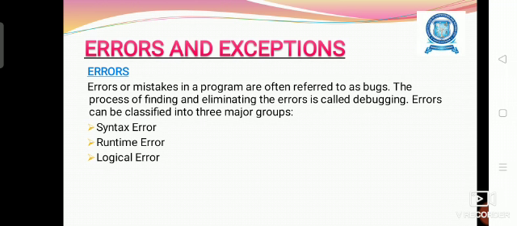Now we are moving to the next topic, errors and exceptions available in Python. Errors are otherwise called bugs. Normally they are mistakes in a program. The process of finding and eliminating the errors is called debugging. When we run our program, different types of errors may occur. First of all, we have to locate the error, that is, find where the error is. After that only we can correct the error. So finding and correcting the error is called debugging.